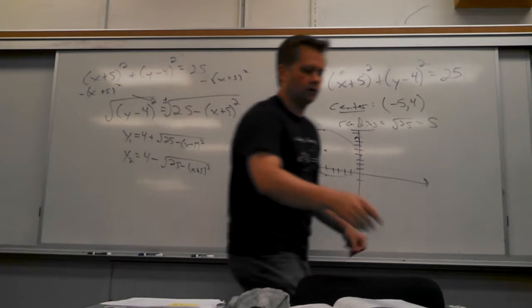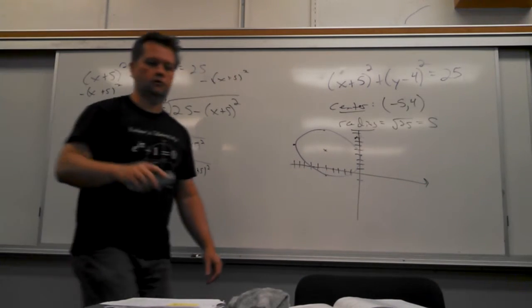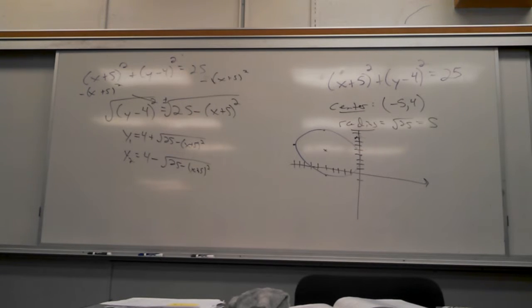So let's try. Turn this guy back on. While this is coming up, you guys do what you can with that. We'll see how the calculator messes it up here. It doesn't do a great job. Poor little calculator. All right, so there's y1, and y2 will be 4 minus the square root of 25 minus x plus 5 squared.